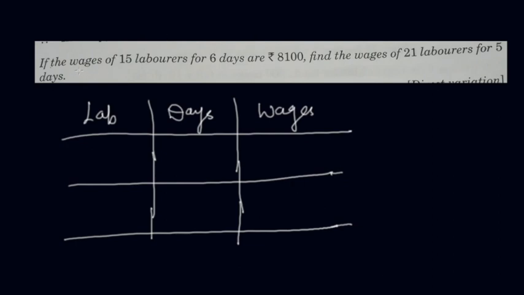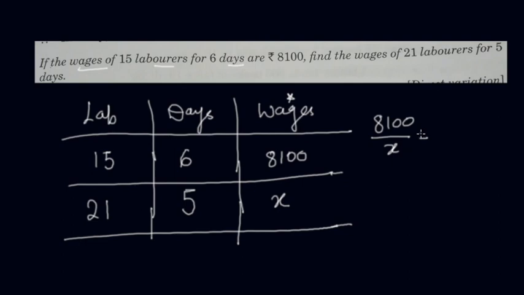It says the variables. You're talking about wages, laborers and days. So let's look at the first construct. If the wages of 15 laborers who work for 6 days is 8,100 rupees or dollars, whatever you like, find the wages of 21 laborers who work for 5 days. They are asking us to find the wages. So by the same logic as earlier, whatever I need to find are the wages. That means I put this as 8100 by x is equal to.